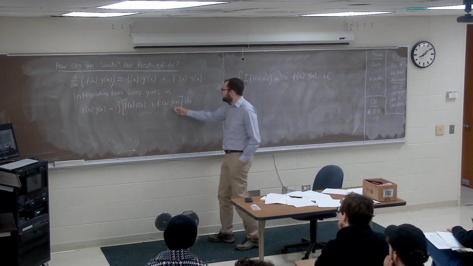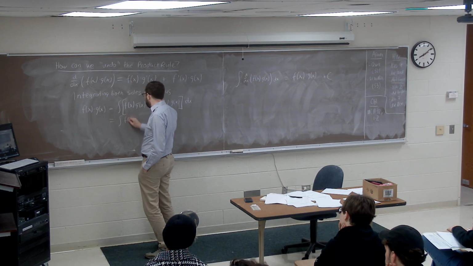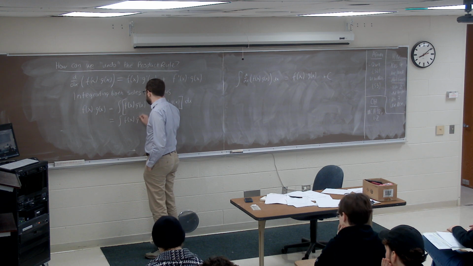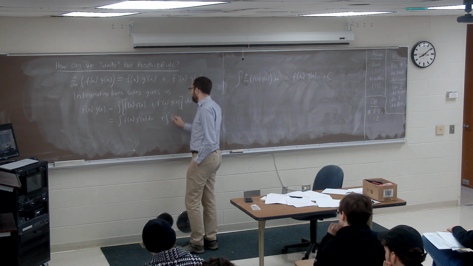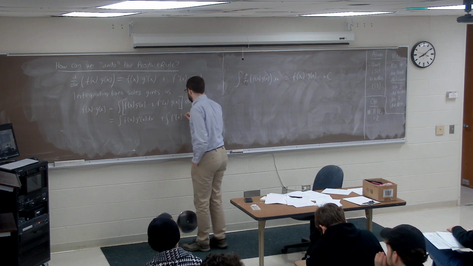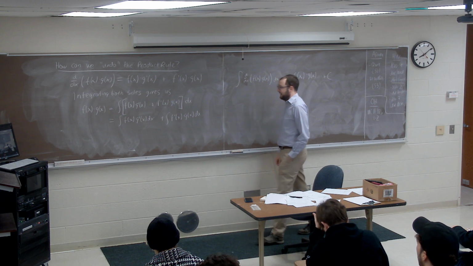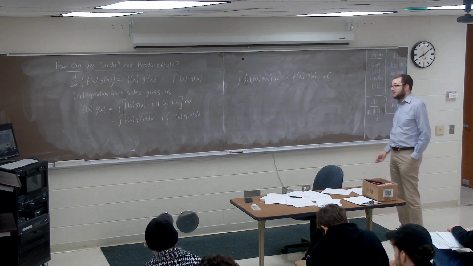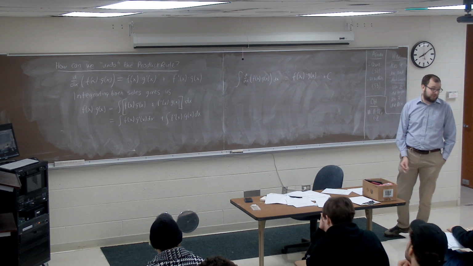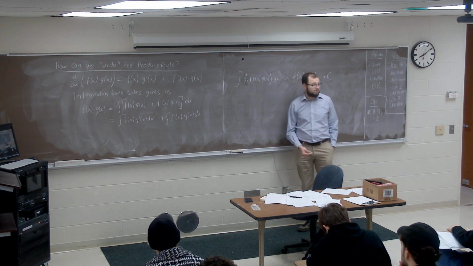So I'm going to take this right-hand side, split it up into two separate integrals. Integral of f of x times g prime of x dx plus the integral of f prime of x times g of x dx. Because while integrals don't break up nicely over products, they do break up nicely over sums and differences. Integral of a sum is the sum of the integrals, etc.